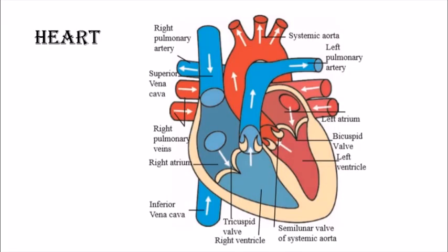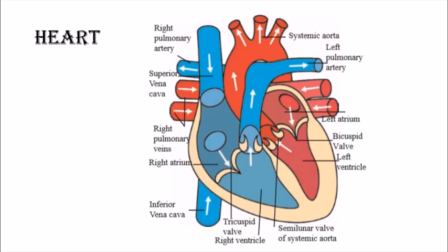Heart. Now the heart is the main organ of the blood circulatory system. It is present almost at the center of the thoracic cage. It is also the size of your fist. If you see your fist, that is the size of your heart. And the weight of your heart is around 360 grams.